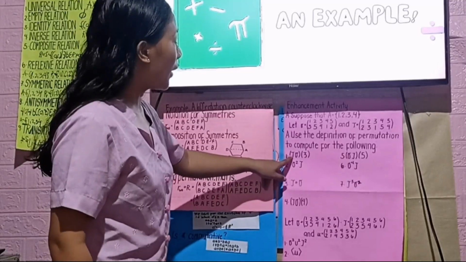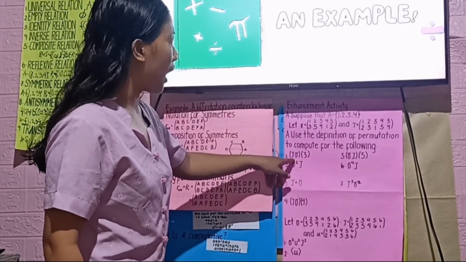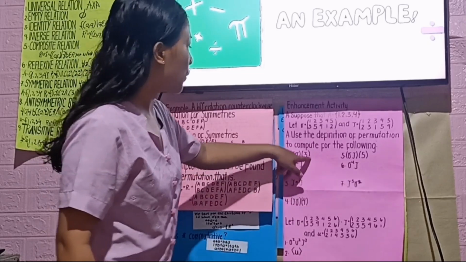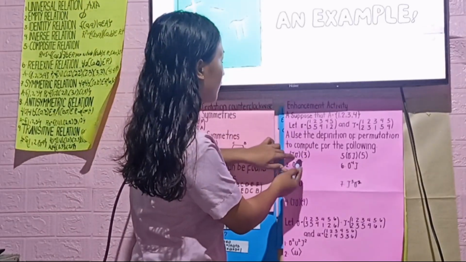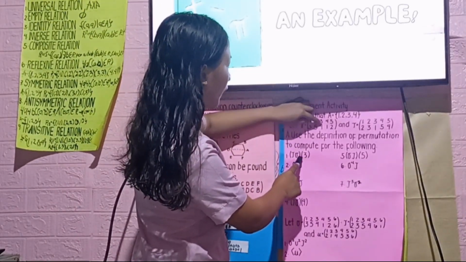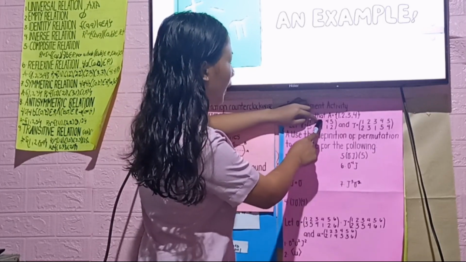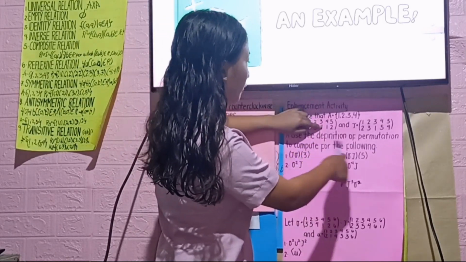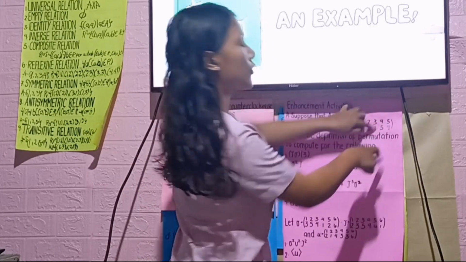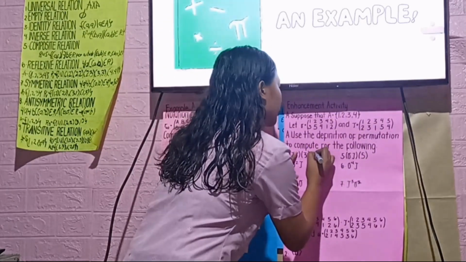So we have tau of sigma of 3. Sigma of 3 is 4, so 3 maps to 4, and 4 maps to 5. So the answer is 5.